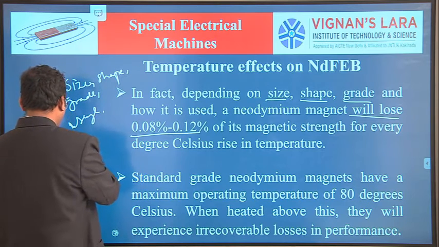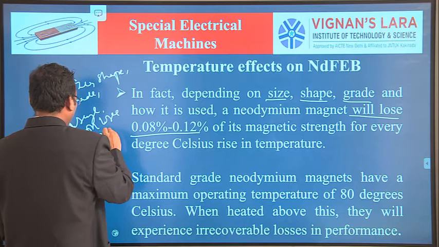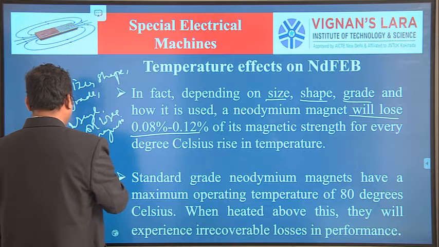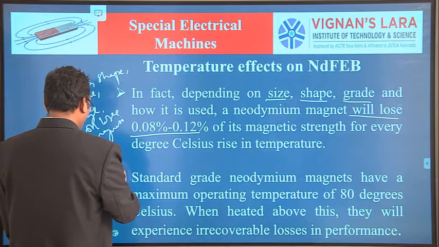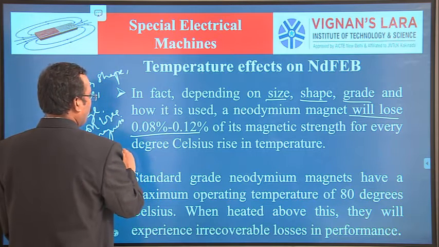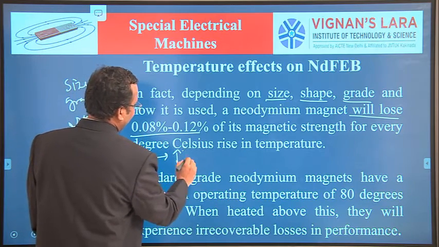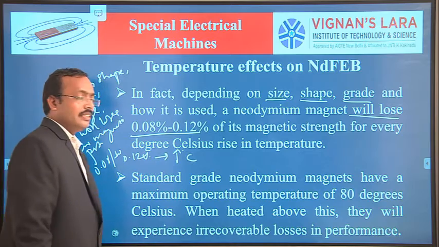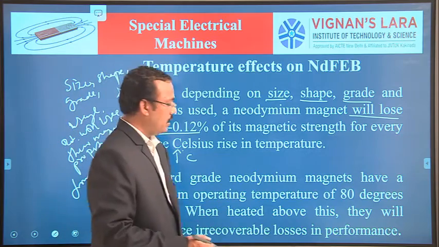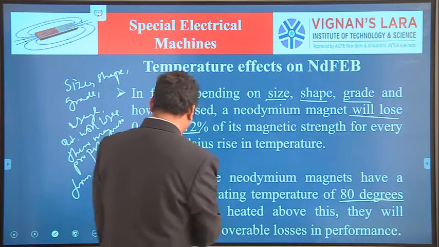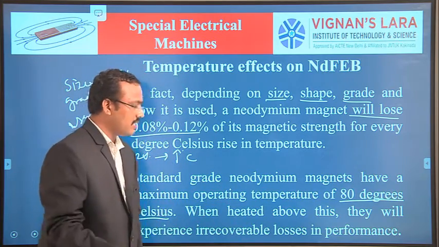It will lose its magnetic properties from 0.08% to 0.012% for every rise of one degree Celsius. The standard grade of neodymium magnet has a maximum operating temperature of about 80 degrees Celsius. When heated above this, it will experience irrecoverable losses in its performance.